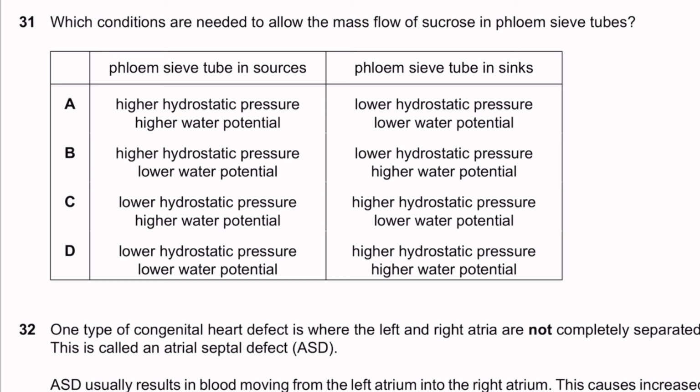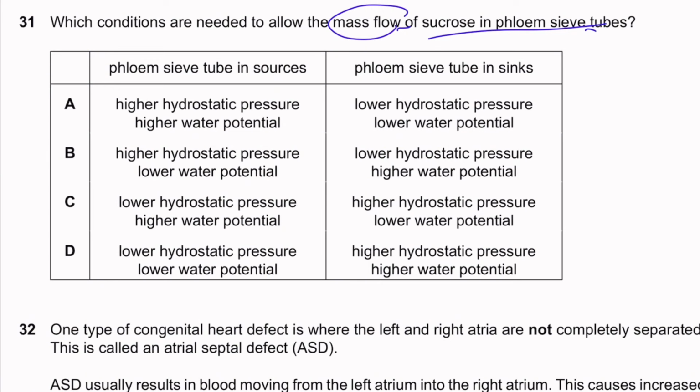Let's see. We need mass flow to occur in phloem sieve tubes. So what we need in sources is obviously a high hydrostatic pressure, but actually a lower water potential. Since we have sucrose and all this material, this substance is going to flow, but we're not going to have such a high water potential. Then when we reach the sink, we need a higher water potential in order to continue moving.